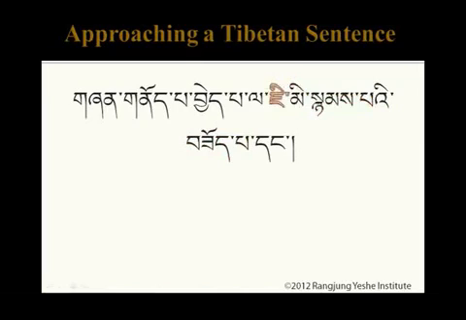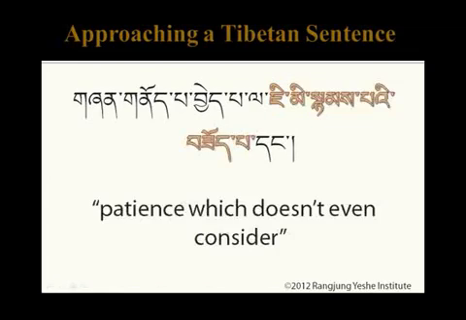Moving to the left, we see the particle g, which, like the particle chi, can mean what or how, but in this case means something like whatever or at all. So looking just at this part, we have patience, which is not thinking or not considering at all. It might sound better in English to say patience, which doesn't even consider.